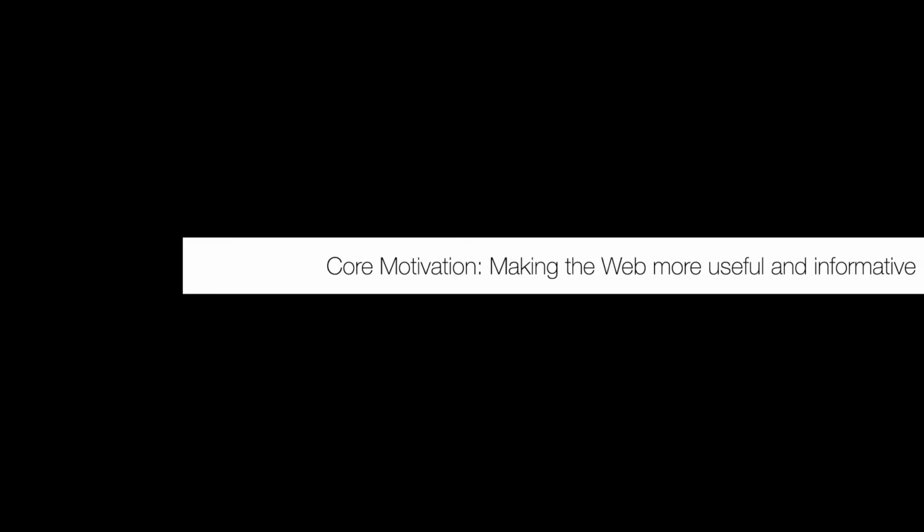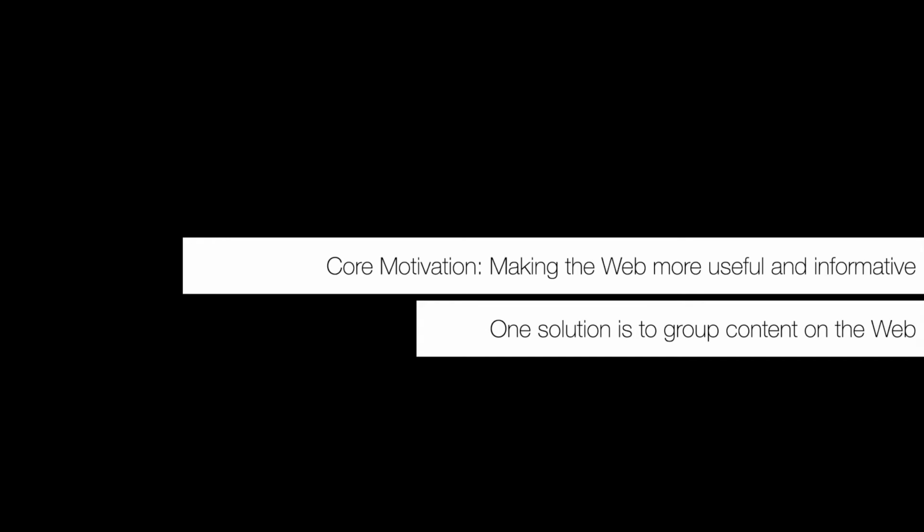Recall that the main motivation that we keep coming back to throughout the past several lectures is that we want to make the web more useful and informative, and a major way to do that is to have ways to group content on the web, whether it be documents, images, tweets, products, users or weblogs, all these different things. Ultimately, our goal is to group content here.